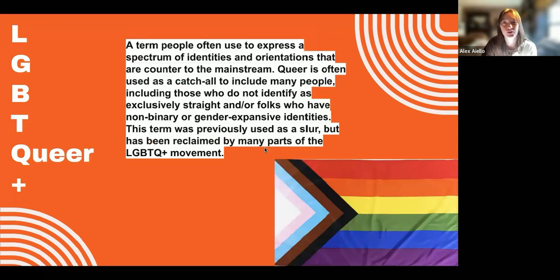And then Q stands for queer, which encompasses a spectrum of identities and orientations that are counter to mainstream heterosexual straight relationships. It is really a broad term to encompass non-straight sexualities and not cisgender identities. So cisgender means that the sex you were assigned at birth matches the gender with which you identify. So queer can refer to someone with a sexuality outside of the norm or a gender that doesn't match their sex. And this term has previously been used as a slur, but more recently it's been reclaimed by many parts of the LGBTQ community. So people now positively identify with the word queer.